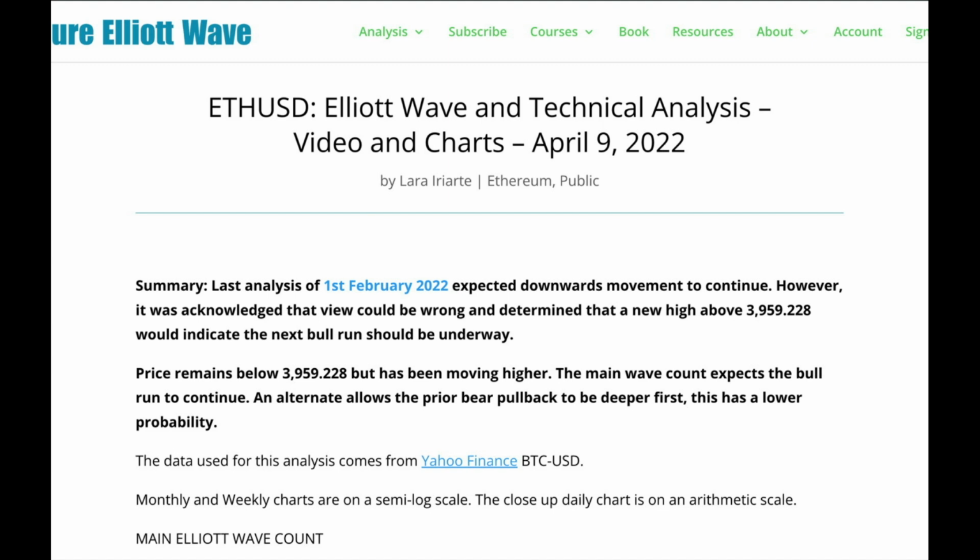My conclusion for Ethereum is the bull run is most likely to have begun, but I'm not fully confident in that because I'm not seeing the strength off lows that I would prefer to see for full confidence. So I still have an alternate wave count which allows for the bearish pullback to continue before the next bull run for Ethereum begins. But overall, my bigger picture analysis for Ethereum remains very, very bullish indeed.